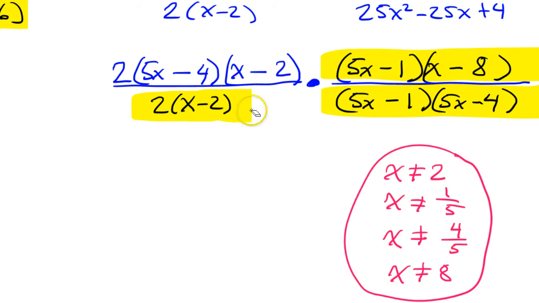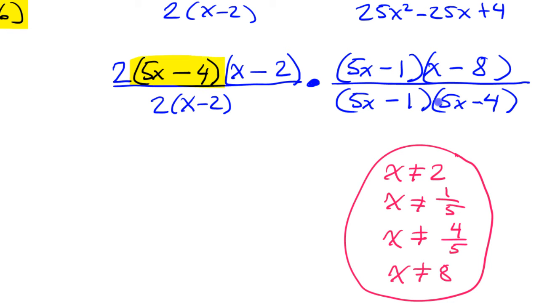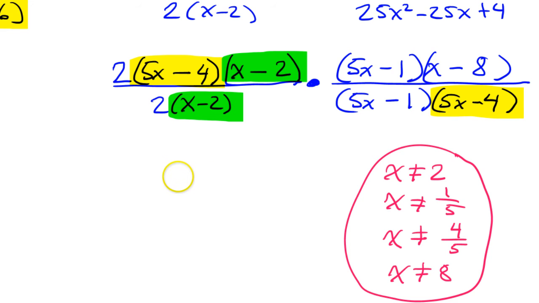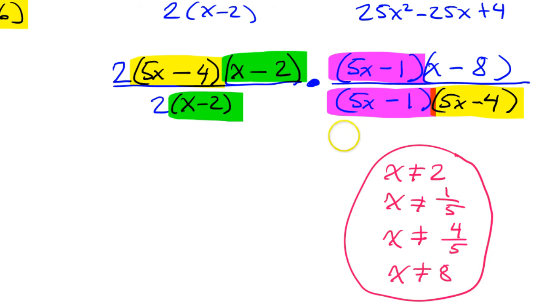Okay, so now I'm going to go back and actually look at what cancels out. Okay, so I'm going to use my highlighting to cancel things that cancel out. So let's see, 5x minus 4 is high, 5x minus 4 is low. Those will cancel each other out. What's next? X minus 2 is high and low. Those will cancel each other out. 5x minus 1 is high, 5x minus 1 is low. Those will cancel each other out.